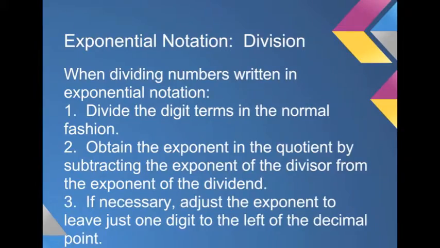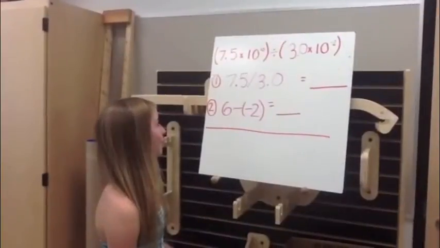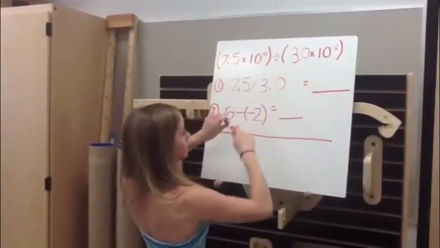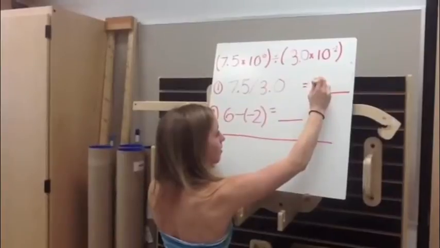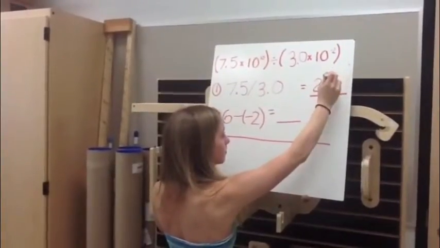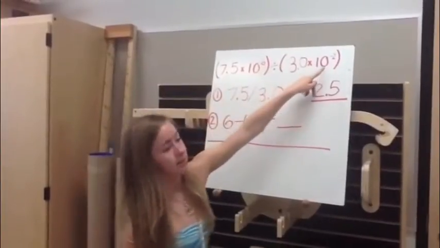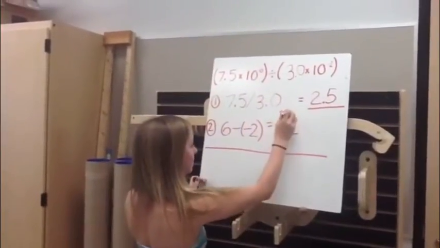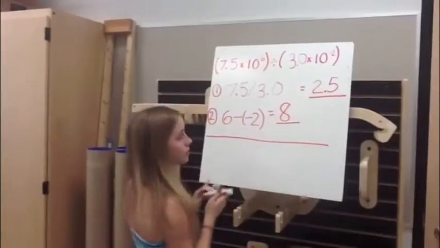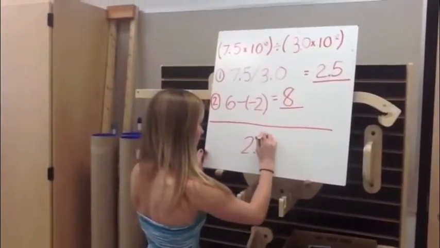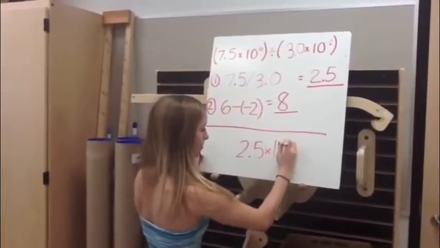When dividing in exponential notation, divide the digit terms and subtract the exponents. So for this problem, you divide 7.5 by 3.0 first, which makes 2.5, and then you do 6 minus -2, which is 8. So then your final answer is 2.5 times 10 to the 8th.